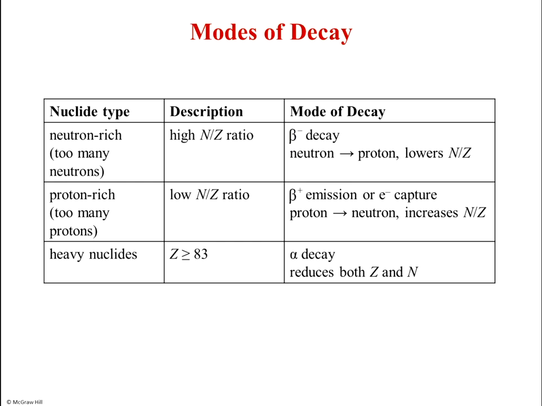These typically decay by positron emission or by electron capture. So here, a proton converts to a neutron. So we increase the ratio of N over Z to bring it into the stability region.